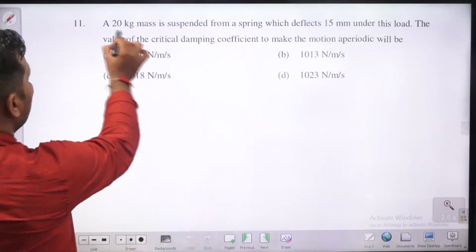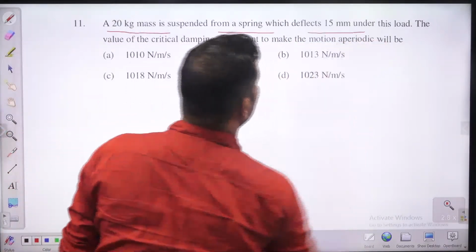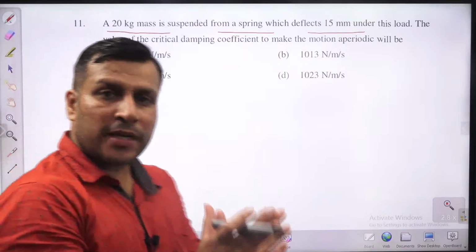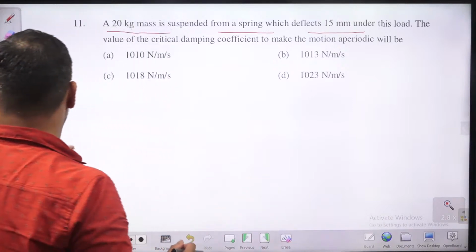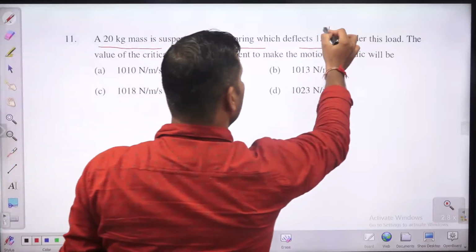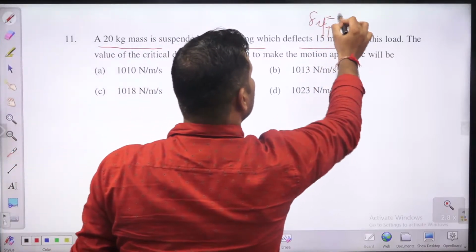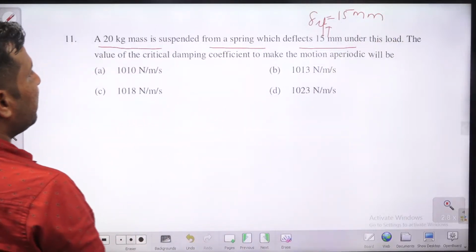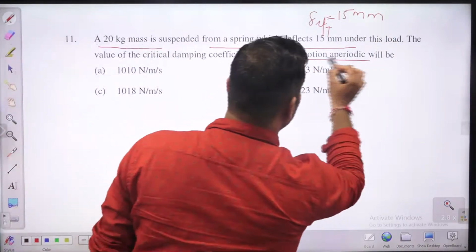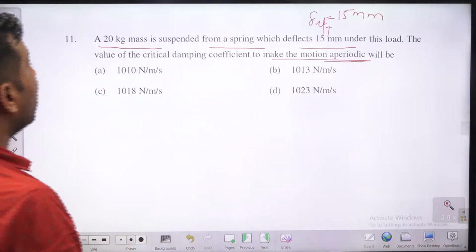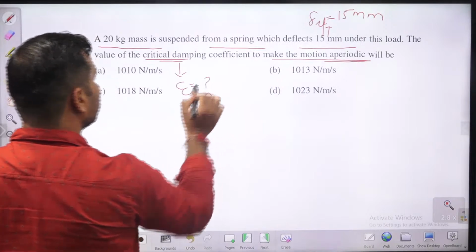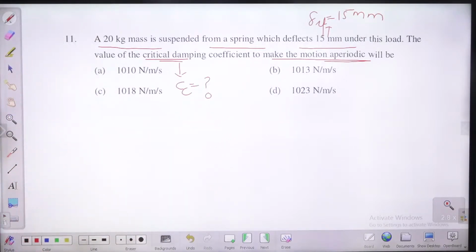A 20 kg mass is suspended from a spring which deflects 15 mm under its load. Guys, the deflection of a spring under its load is known as static deflection. So this static deflection is given to you, 15 mm. He's asking you the value of the critical damping coefficient to make the motion aperiodic.